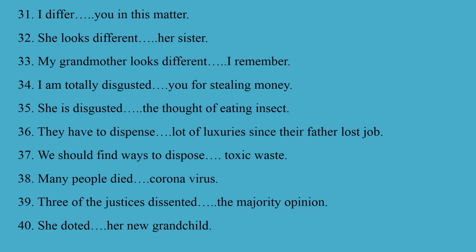Died of coronavirus. Next is three of the justices dissented from the majority opinion. Dissented from, differ in opinion. Three of the justices dissented from the majority opinion. And number 40 is she doted dash her new grandchild. Doted on her new grandchild or doted upon her new grandchild. On and upon have the same meaning. Doted on means give a lot of love or extra attention and care to someone.